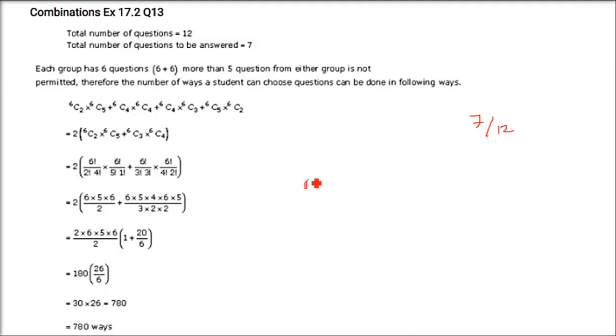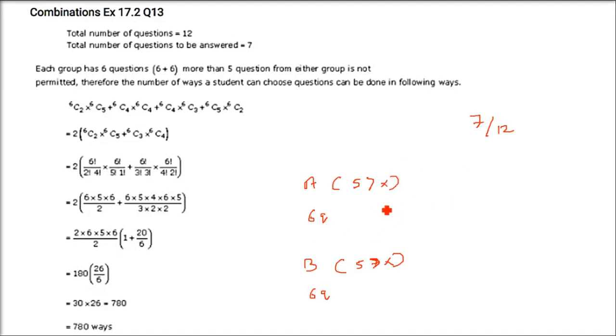2 groups are there. Group A is there and group B is there. Each has 6 questions. And he is not permitted to attempt more than 5 questions from either group. So it cannot go beyond 5, right? Okay. In how many ways can he choose these 7 questions?